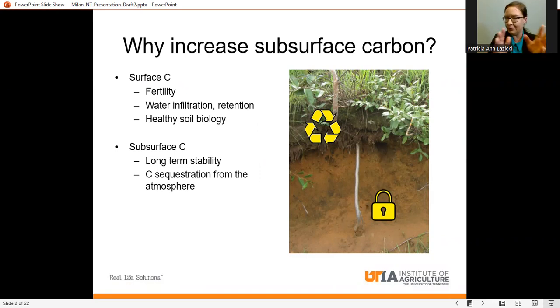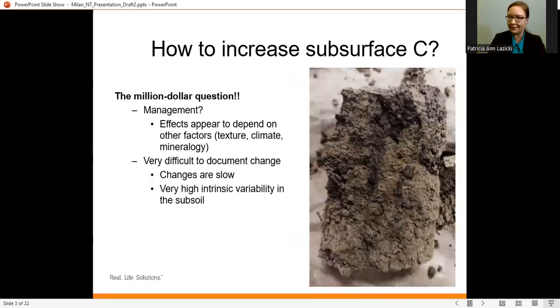But if we're thinking about storing carbon long-term to sequester it from the atmosphere, subsurface carbon becomes really important, mostly because it has a lot of surface area that can stabilize carbon, and it's also just a much more stable environment. And so we need to start asking the question, how to increase subsurface carbon? And that is, in this age of carbon markets, the million-dollar question. And especially, can management have an effect?